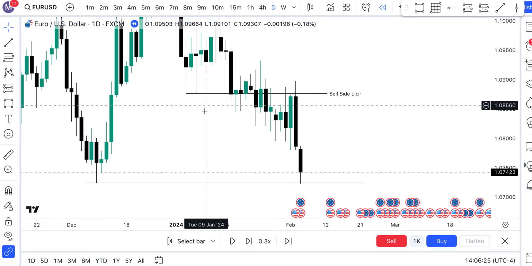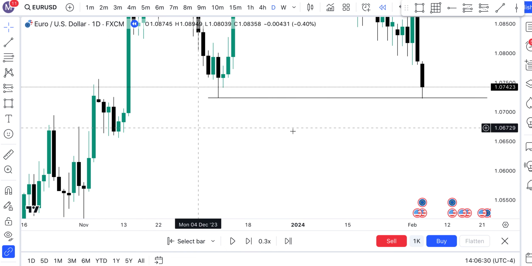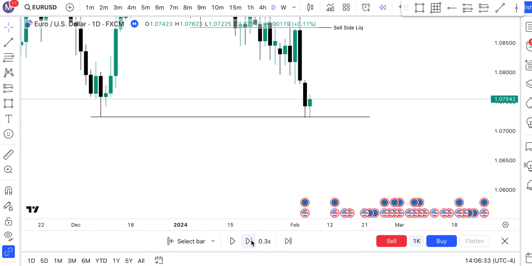Because the main target might be lower. It might be this low, or it might not even be that low. It might be these lows. Let's see what it does.